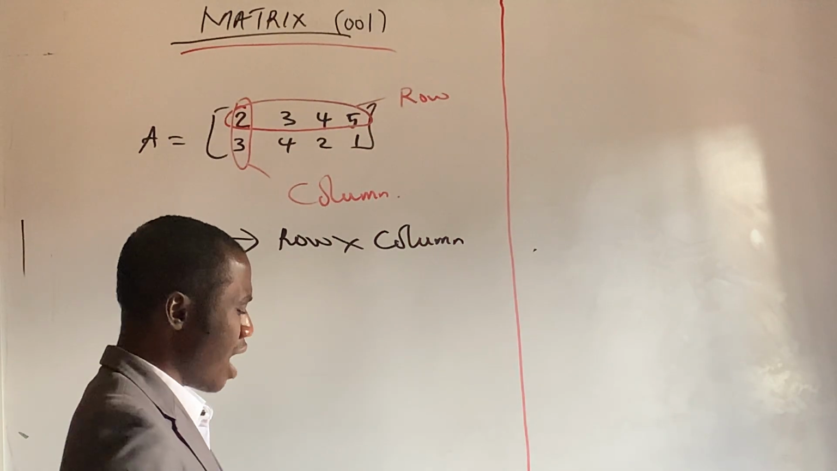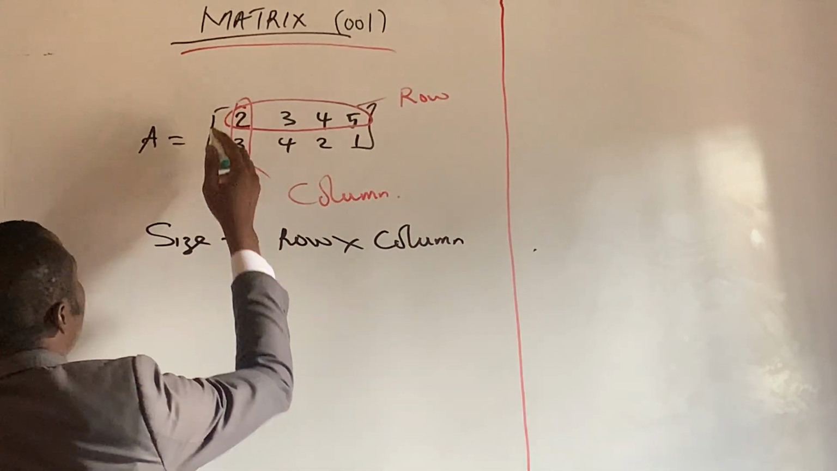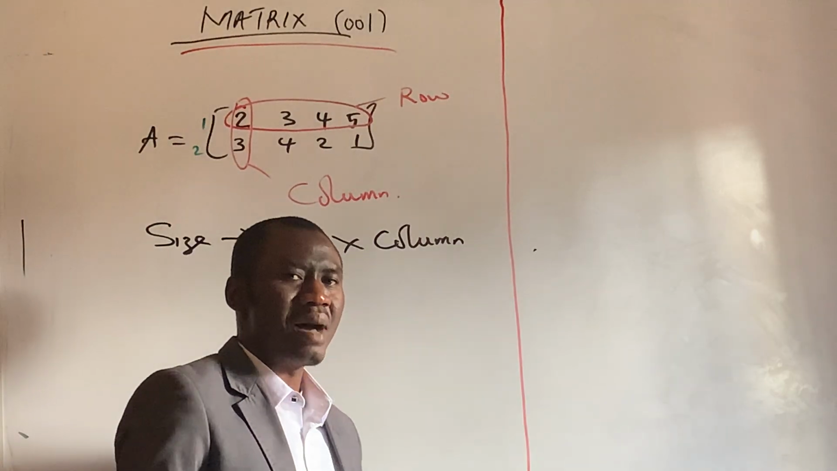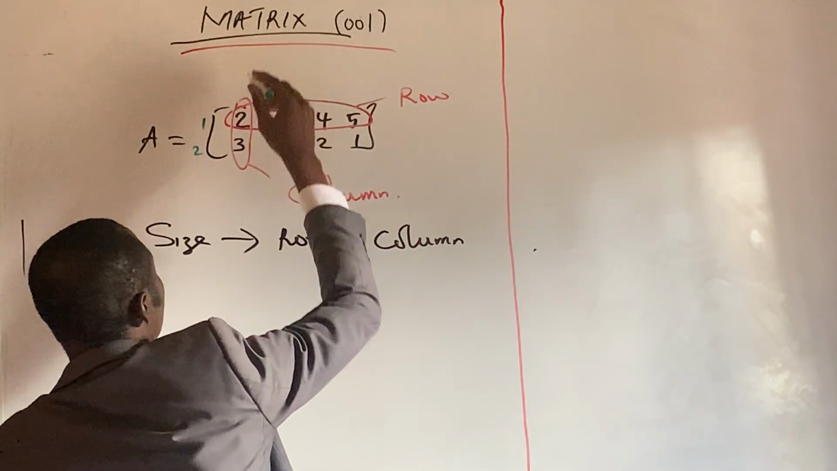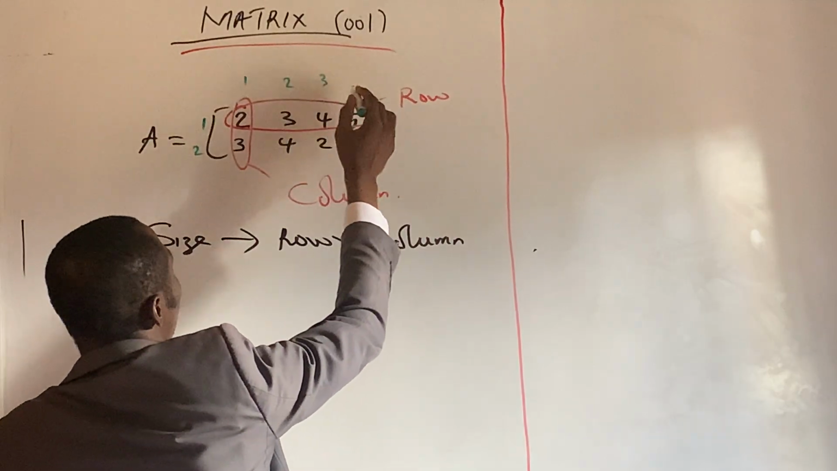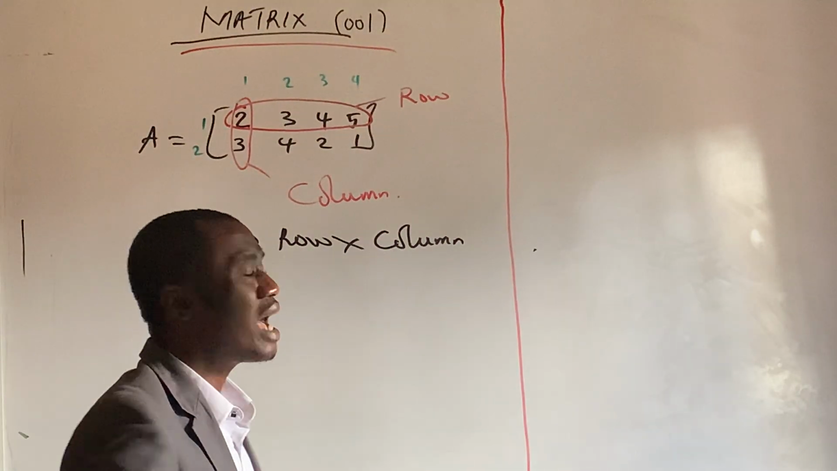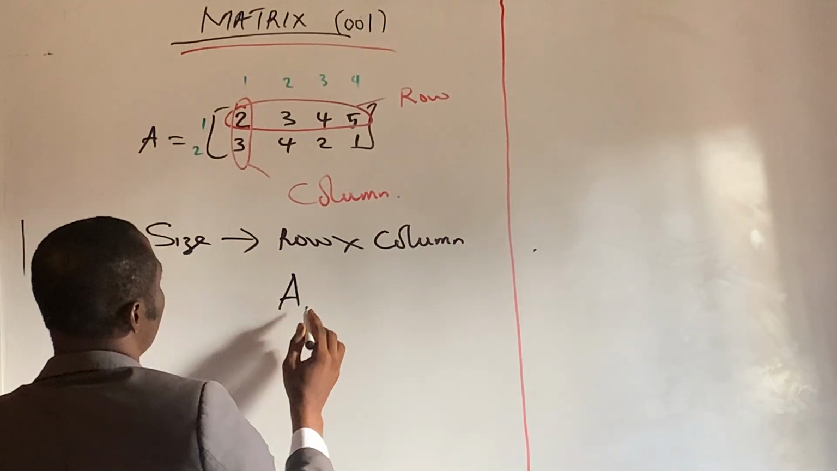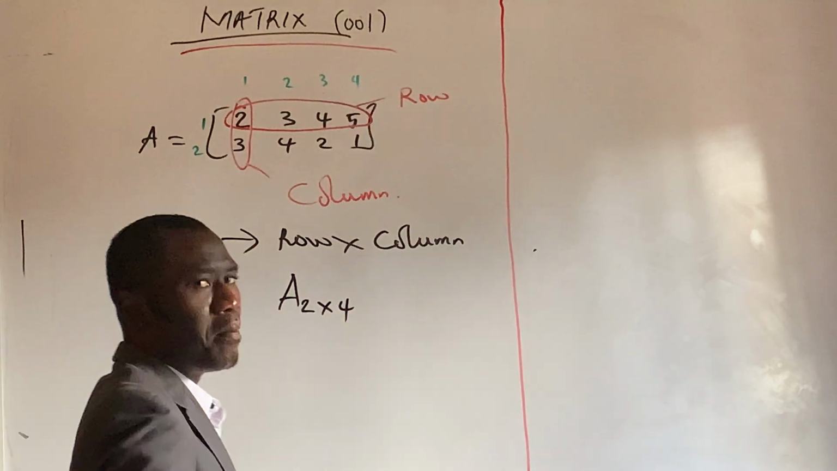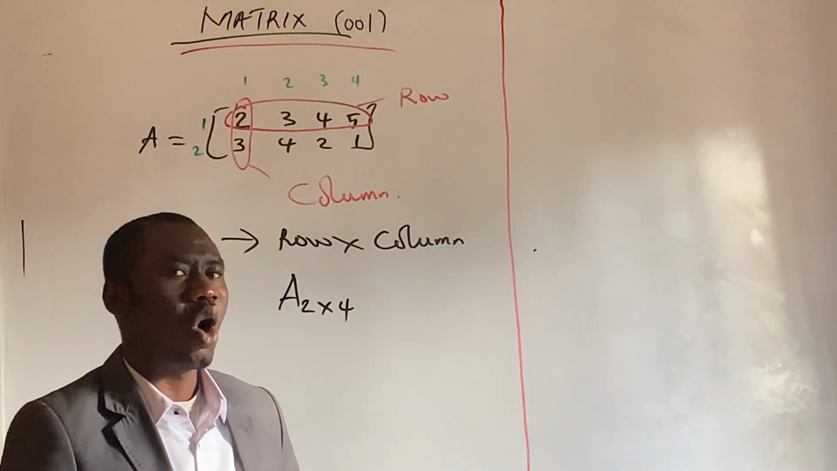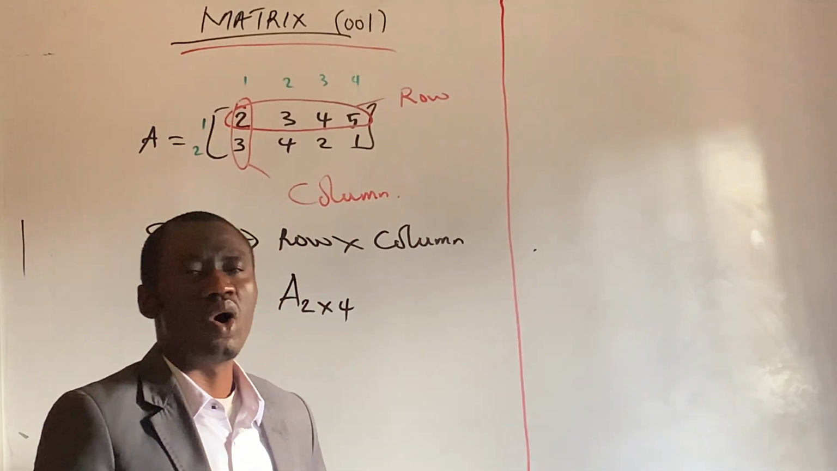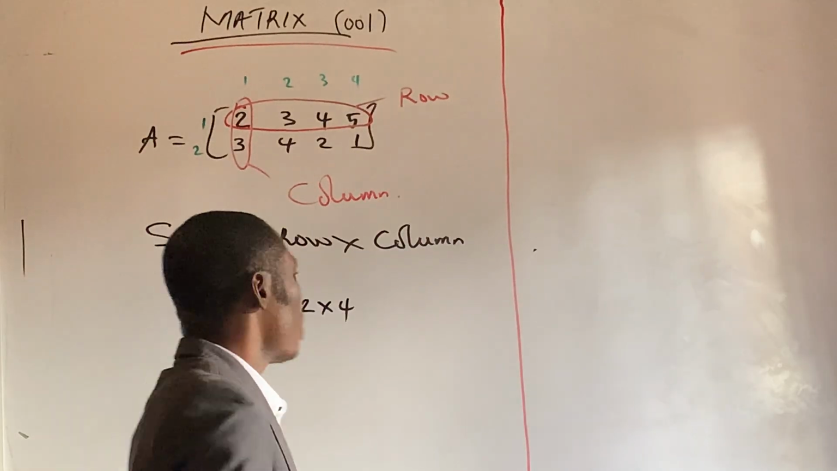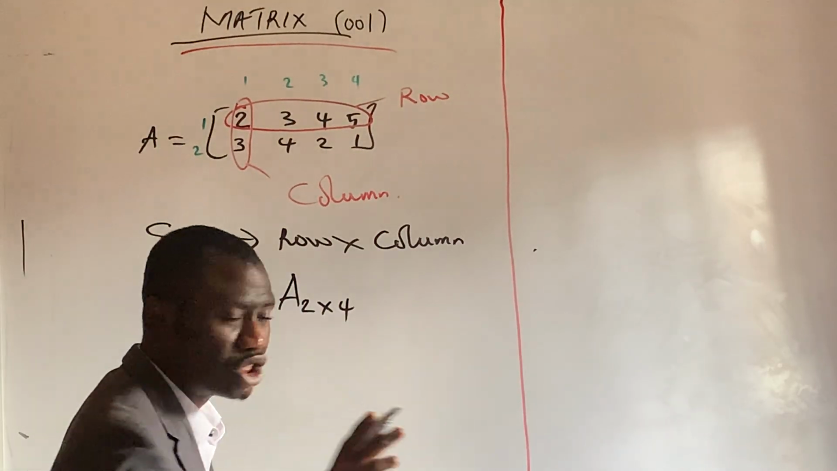Now, how many rows do we have in this matrix? We have the first row, the second row. How many columns do we have in this matrix? We have column 1, column 2, column 3, column 4. So the size of matrix A is a 2 by 4 matrix. So that's how to find the size of the matrix, the elements or the numeric information inside an enclosed bracket.